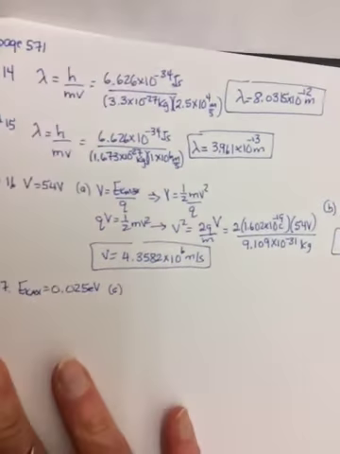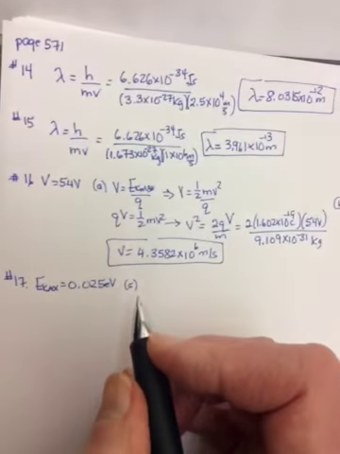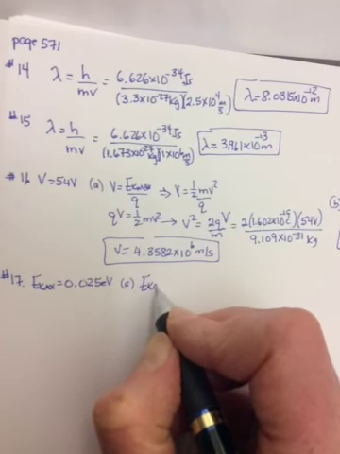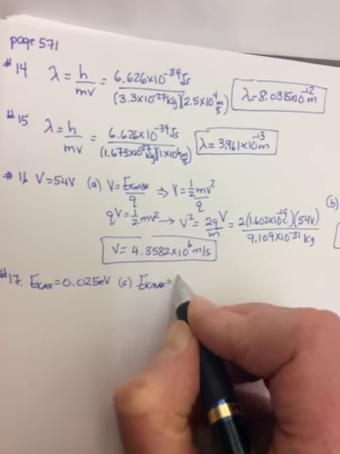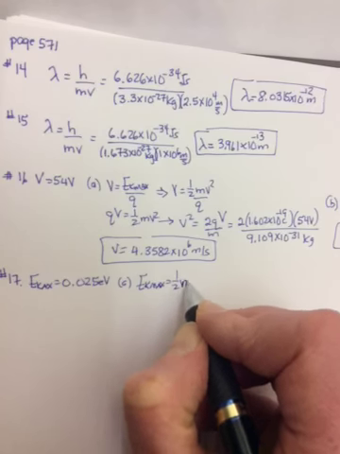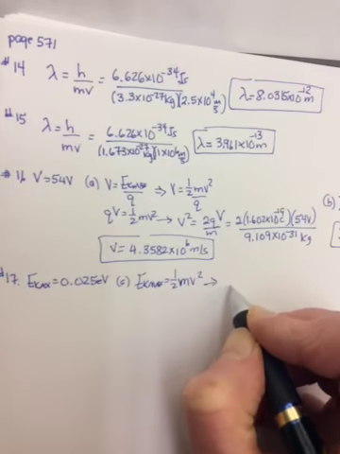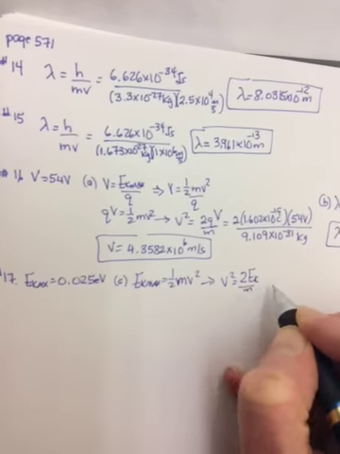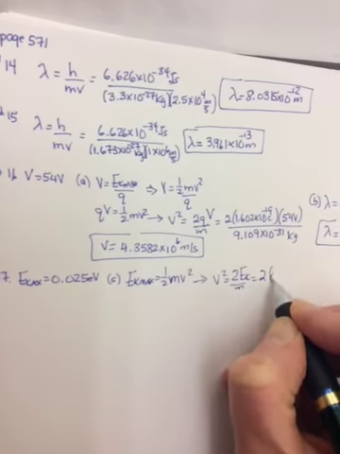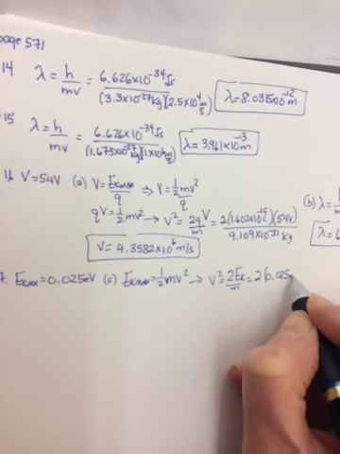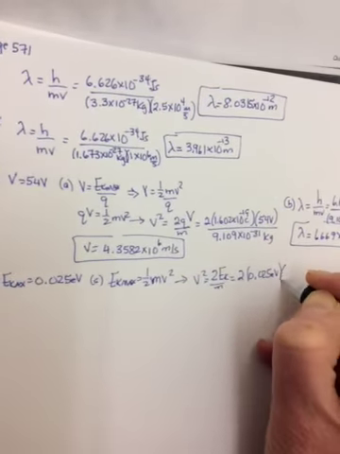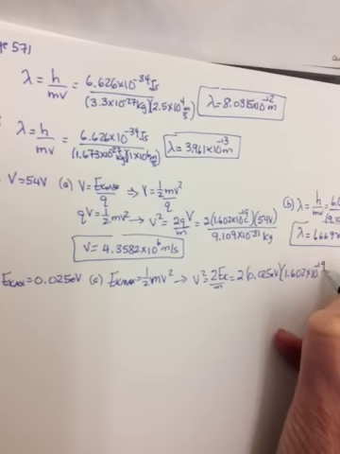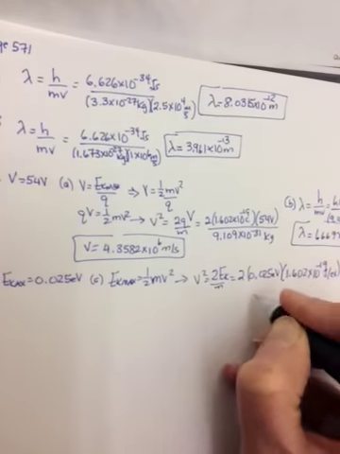Okay, sorry about that. So, like I was saying, 17a, what is the velocity? So remember again, Ek max, but Ek is equal to 1/2 mv squared. So v squared is equal to 2Ek over m. So 2 times 0.025 electron volts, but it needs to be in joules, so you need to multiply by 1.602 to the negative 19 joules per electron volt.